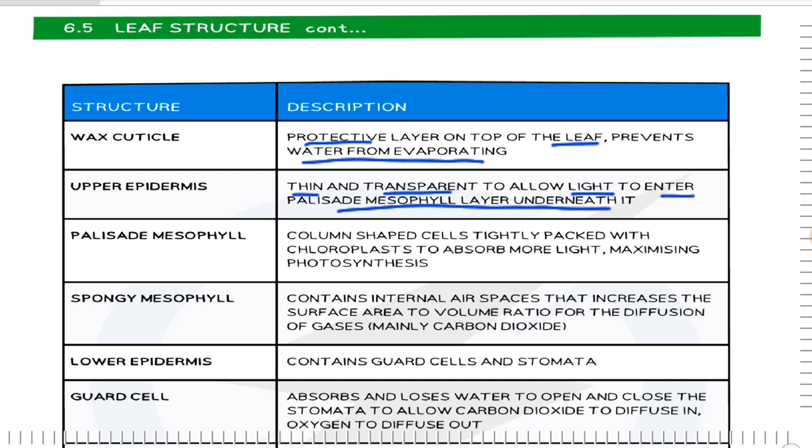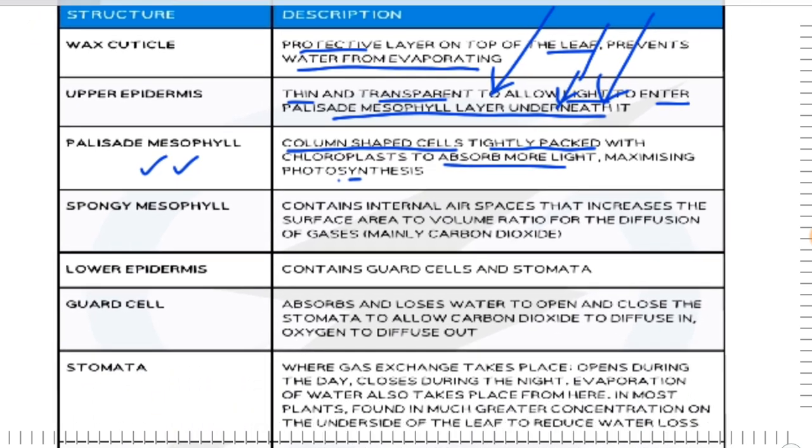And so the waxy cuticle is transparent, allowing sunlight to penetrate and reach the palisade mesophyll, and that is where we have our palisade cells. Then the palisade mesophyll column-shaped cells are tightly packed with chloroplasts to absorb more light, maximizing photosynthesis. That's why you find the palisade cells have a lot of chloroplasts.